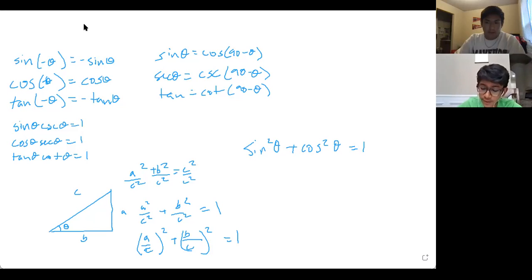Right. So I changed cotangent to cosine over sine. And then after that, to take the sine theta out of the denominator, I multiplied it all by sine of theta. And so that's what I'm saying. Okay.